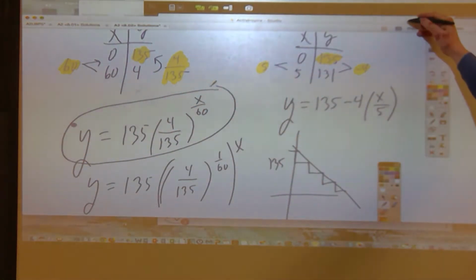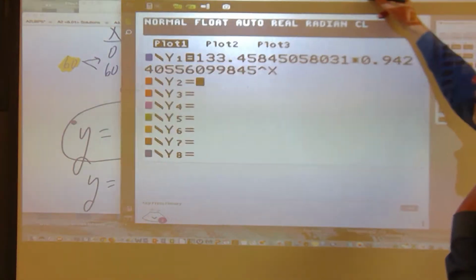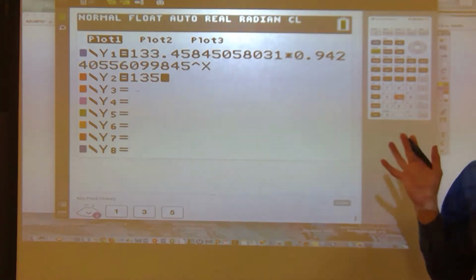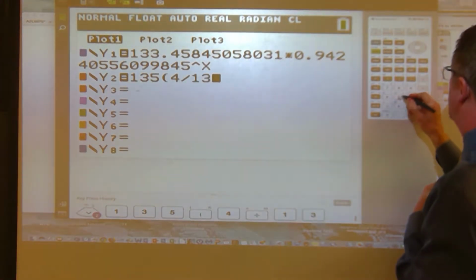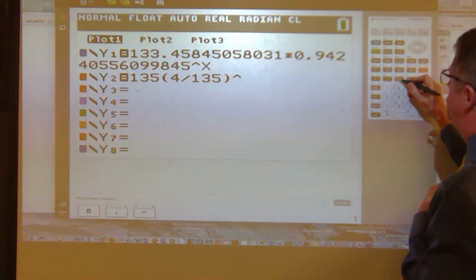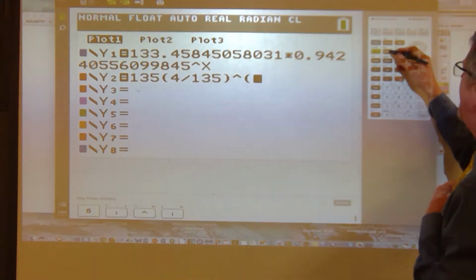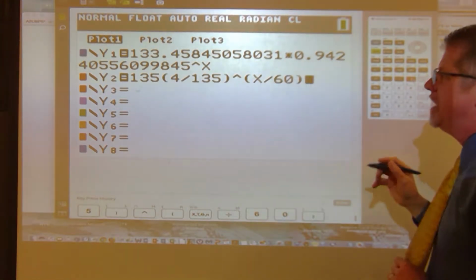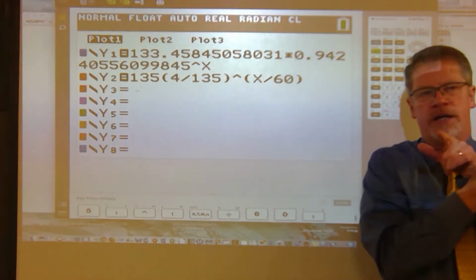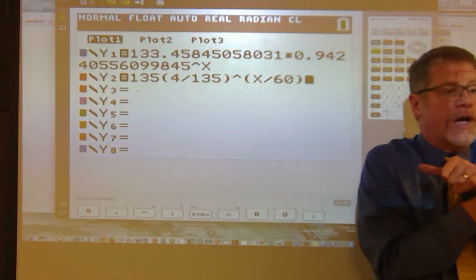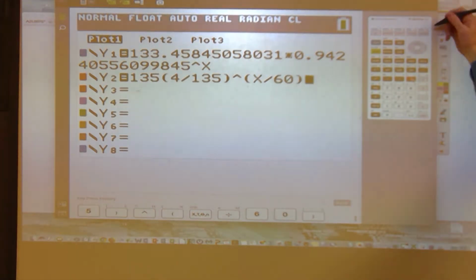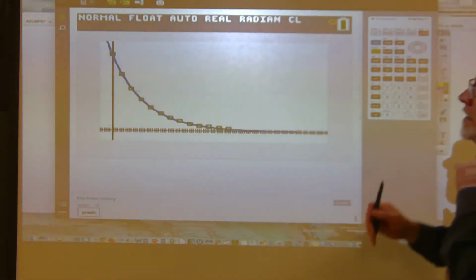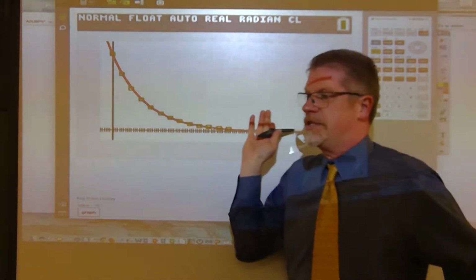Let's type in 135 times 4 over 135. Here we go. Got to start somewhere, start at 135. Multiply by something, that's 4 divided by 135, caret, parentheses, x divided by 60. Now what you're about to see is the blue line that came from exponential regression, and then the red line's going to come on top of it. Watch. Get ready. 3, 2, 1. Blue line. Red line's right on top of it. That's crazy.